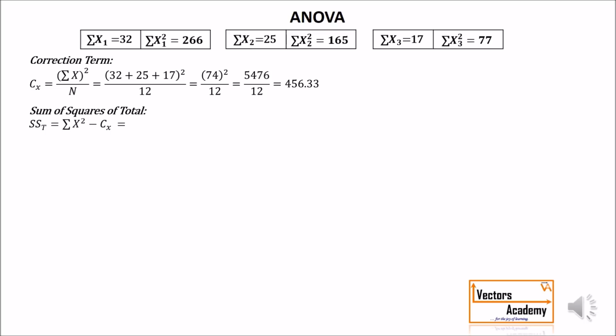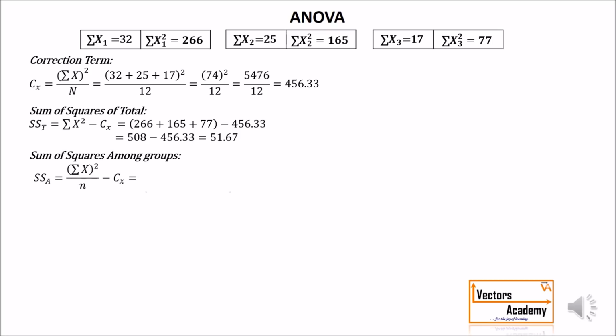The next is the sum of squares of total. That is the summation of squares, the addition of all these squares, minus the correction term. So that is 226 plus 165 plus 77. We have to add all these totals and subtract the correction term which we have calculated. So that comes to 51.67.